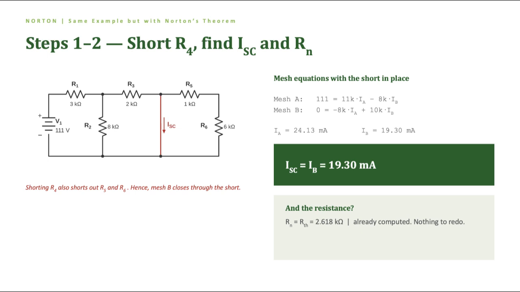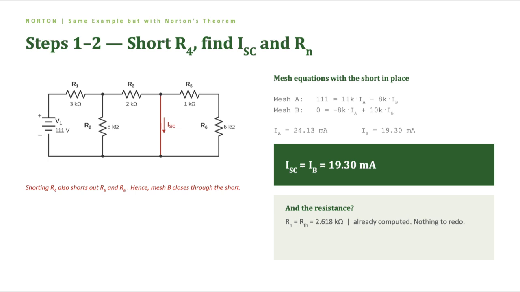Watch mesh B carefully. This is the one thing that changes. With the short across R4, the right-hand loop no longer includes R5 and R6, the short bypasses them entirely. So mesh B's self-resistance drops from 17 kiloohms to 10: 8 plus 2. Mesh A, 111 equals 11 KIA minus 8 KIB. Mesh B, 0 equals minus 8 KIA plus 10 KIB, was 17 K. Solve: I short circuit equals IB, 19.30 milliamps.